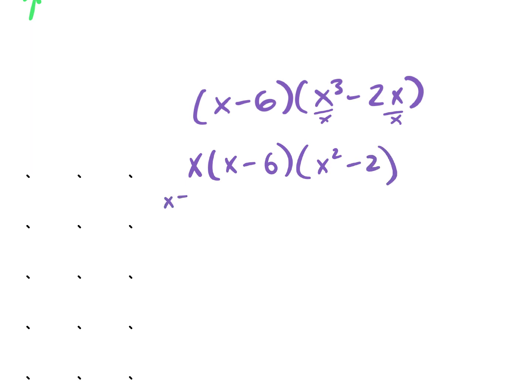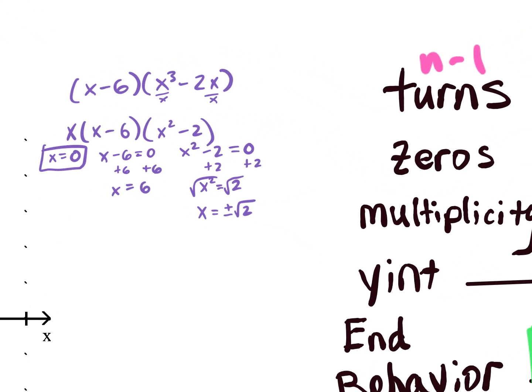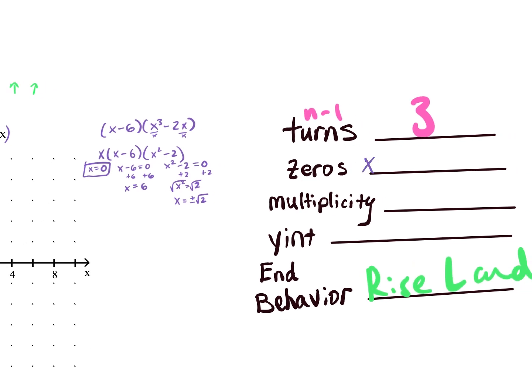So now we can set each piece equal to 0. x equals 0, x minus 6 equals 0, and x squared minus 2 equals 0. So x equals 0 is a zero, already solved. Next one, I'm going to add 6 to both sides, so x equals 6. The third one, I'm going to add 2. So x squared is equal to 2, and take the square root. Always remember, whenever you take the square root of both sides, you need that plus or minus sign. So plus or minus square root 2. So our 4 zeros here are 0, 6, positive square root 2, and negative square root 2.